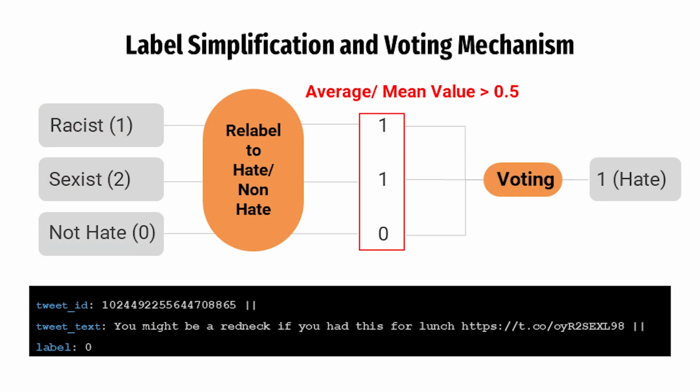Before we load the data into our system, we still need a transformation to make the hate and non-hate labels binary values. We use majority voting to calculate the mean. If it is greater than 0.5, it is considered hate content. If not, it is considered non-hate. So let's move on to the system architecture.